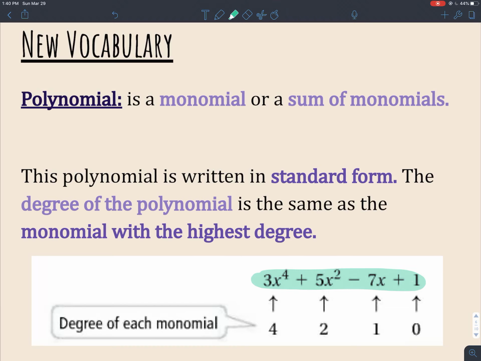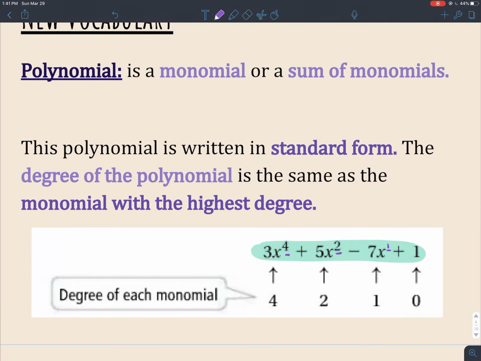That is a polynomial, so it is 4 monomials being added and subtracted together, and it is written in standard form. Standard form is when we take the exponents and write them in order from largest to smallest. So we have 4, 2, 1, and then the constant. The degree of the polynomial will be the same as the monomial with the highest degree. They listed them all here, 4, 2, 1, and 0, so the degree of the polynomial is going to be 4.